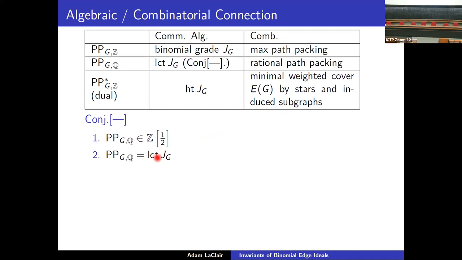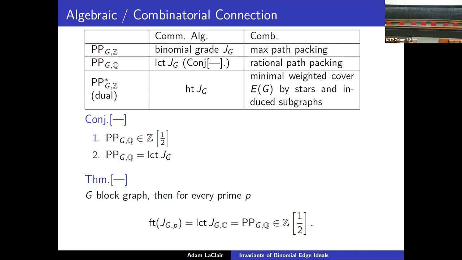So the conjecture is that this path packing number, when you solve over the rationals, equals the log canonical threshold. And I can actually show that conjecture when G is a block graph, and even a bit more, that the F-threshold agrees with the log canonical threshold, which is equal to the path packing number, and it's half rational. So yeah, thank you.